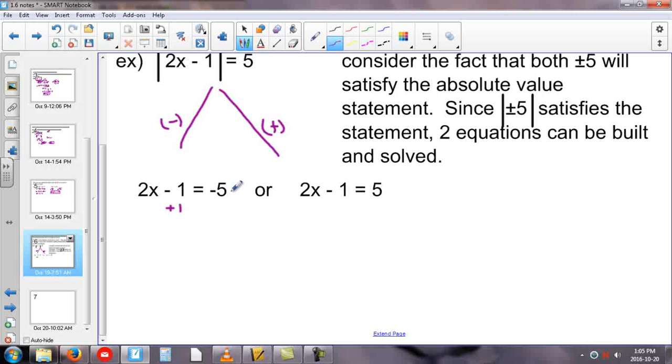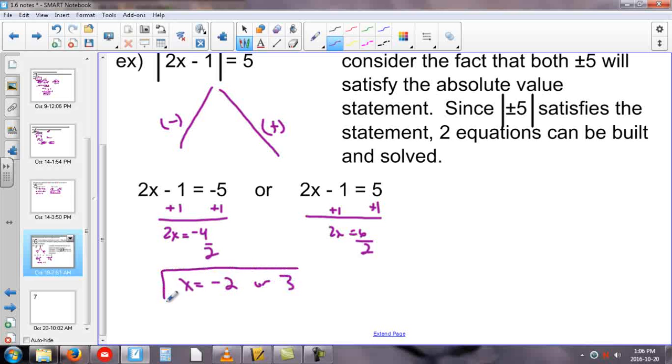When you look here, all we did was make a negative 5 and a positive 5. We didn't change the inside of the absolute value. But I'll be able to add 1 in both problem sets. I get 2x equals negative 4, and 2x equals 6. Divide by 2 in both cases. And x will equal negative 2 or positive 3. We end up with 2 solutions. Turns out that if you go to negative 2 or to 3, you'll be 5 spaces away from what the inside of this equation creates.